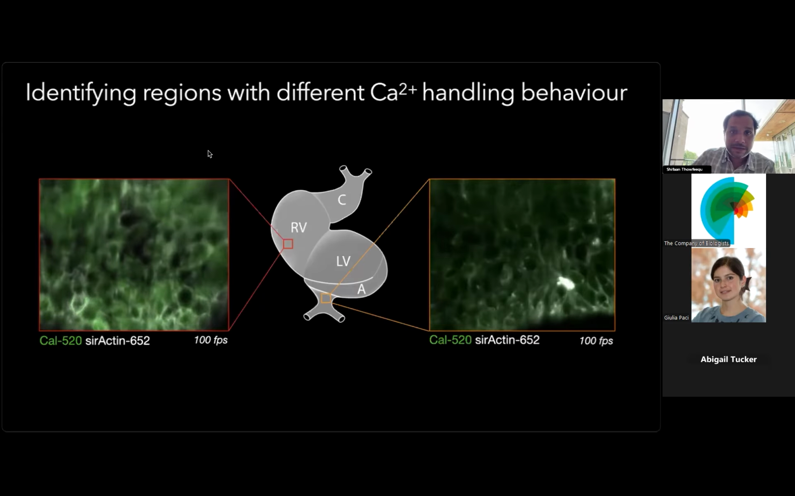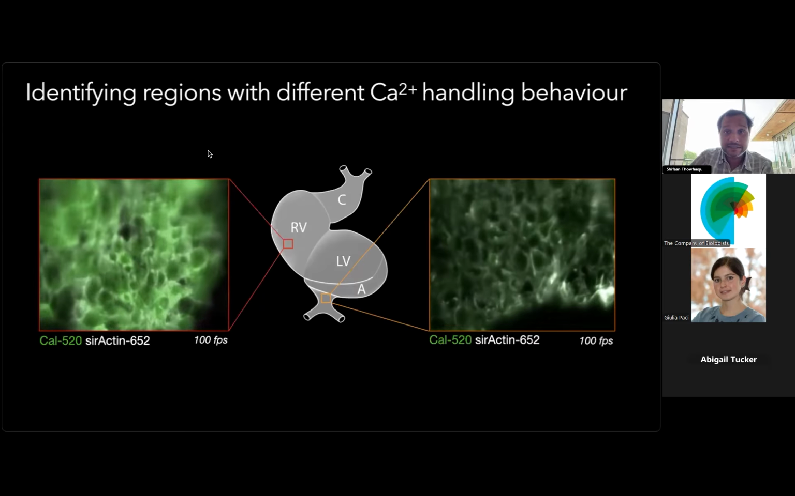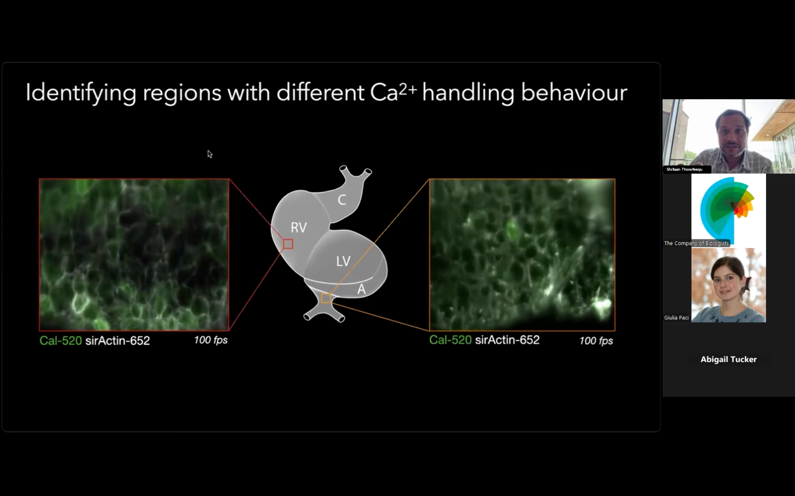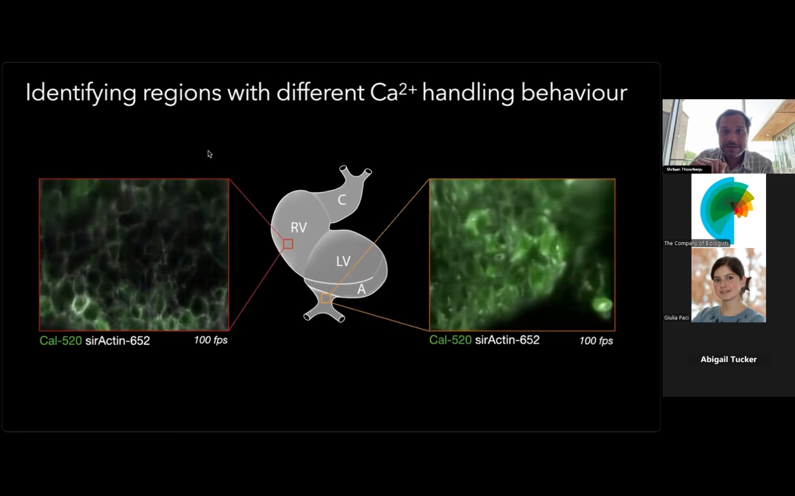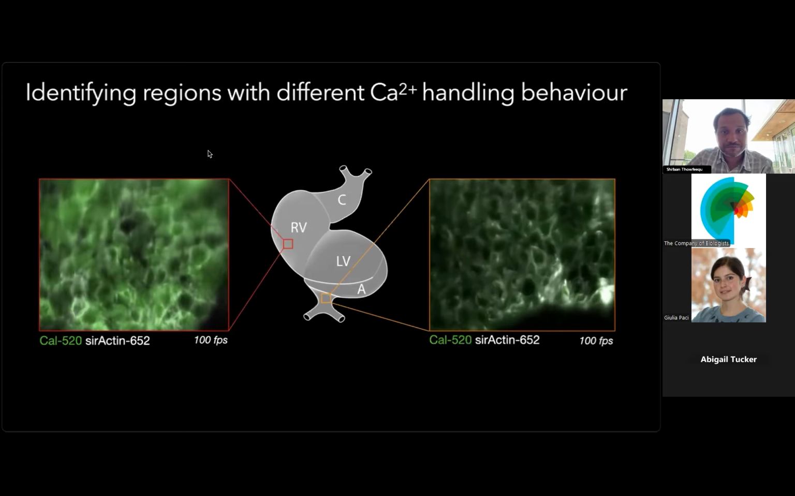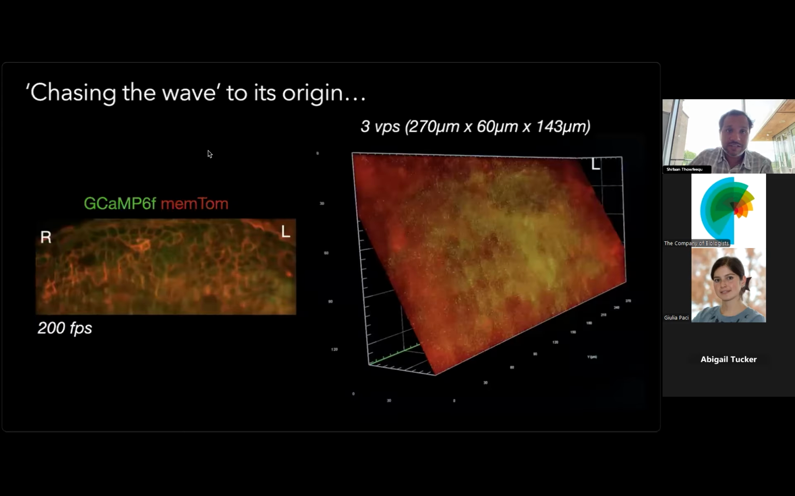So this is what we're attempting to do in the earlier cardiac crescent stages, to try and locate regions in these lateral aspects of the cardiac crescent where cells might exhibit behavior similar to the sinoatrial node. The other approach is just to chase the wave, to see where it originates from.